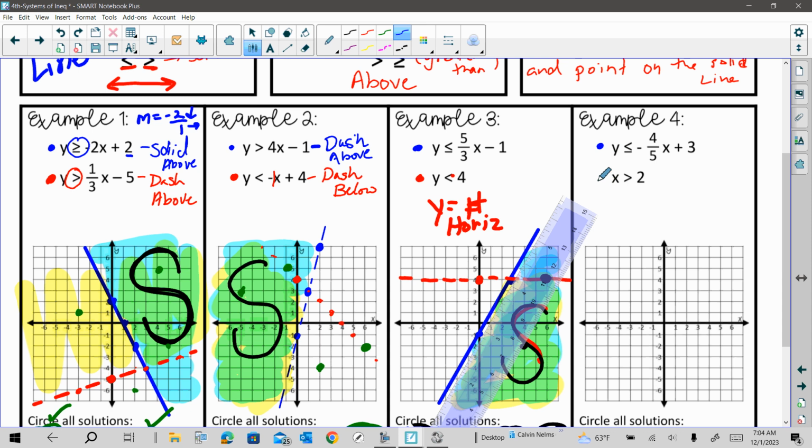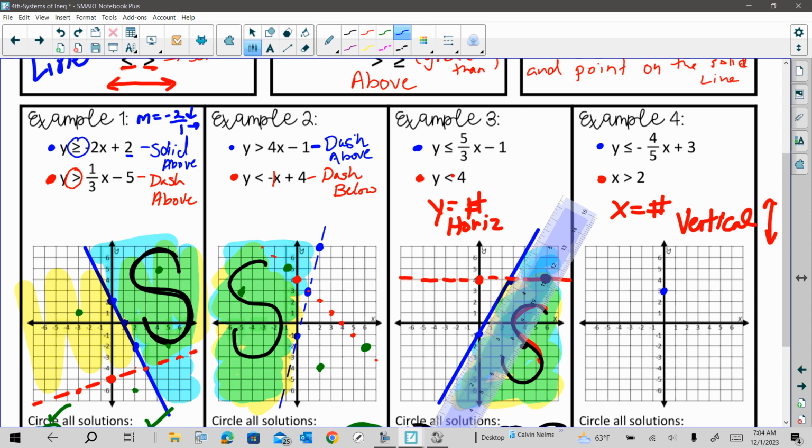But here on the second one, and anytime it's x equals a number, it's going to be a vertical line. So you're shading, because it's a vertical line, that means up and down. You're shading greater than it's going to be to the right and less than it's going to be to the left. So let me just show you that real quick.